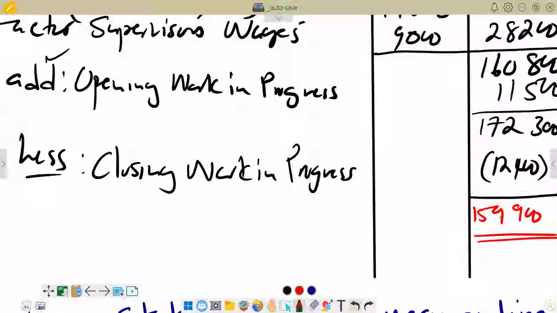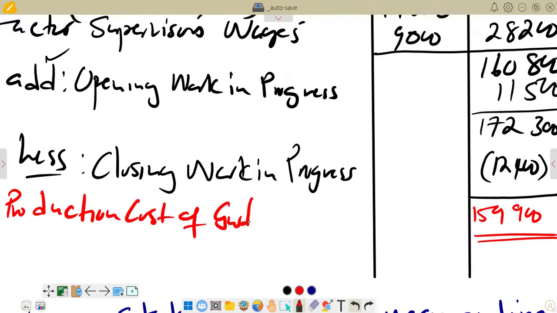So this becomes our final figure in the manufacturing account. And this figure, call it production cost of goods manufactured. So this is what we have in terms of our manufacturing account. This figure, obviously, we're going to carry it on to the income statement and place the figure for purchases. We're going to see as we go.